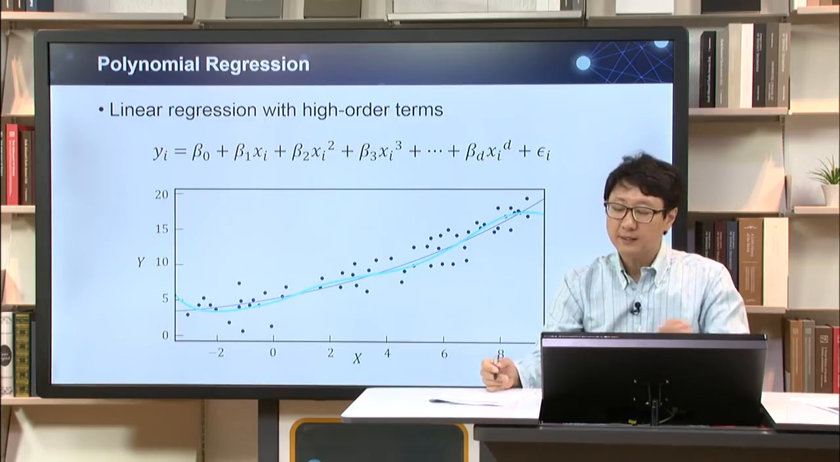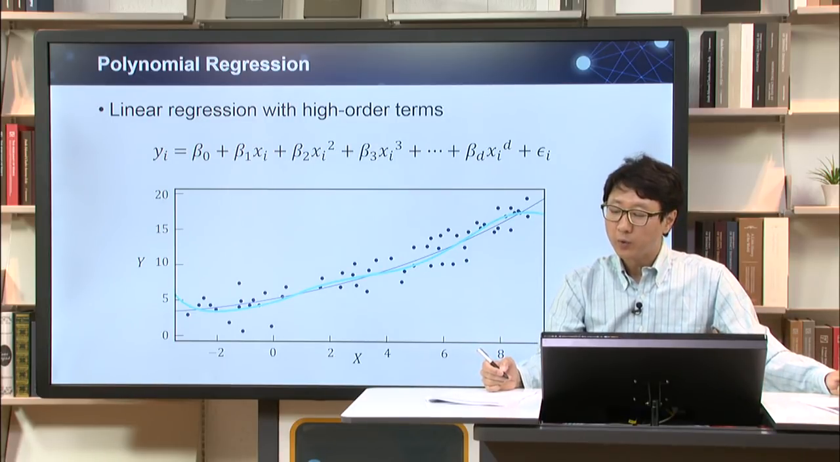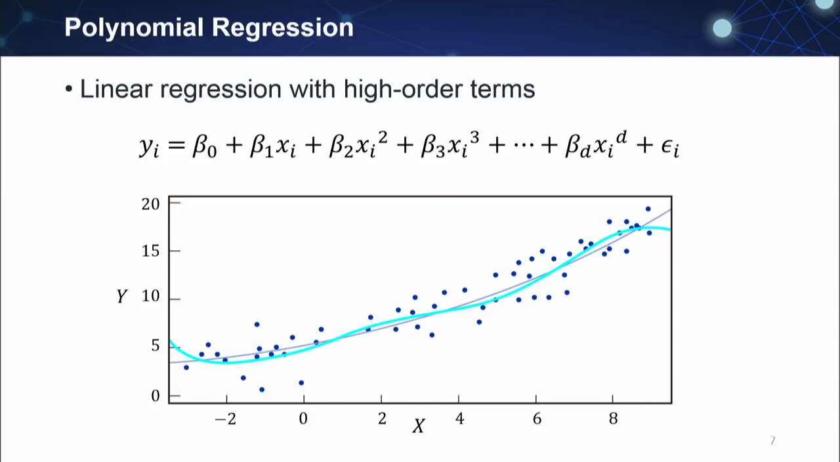Then next is polynomial regression. We already have seen this polynomial regression with the higher order terms in the previous lectures. The polynomial regression is a linear regression with x and x squared, x cubed, up to x to the d. In total, this model has d variables. This figure is from the previous lectures' slides.